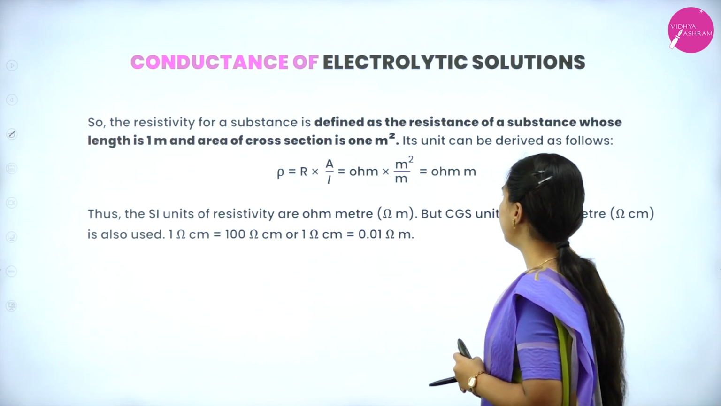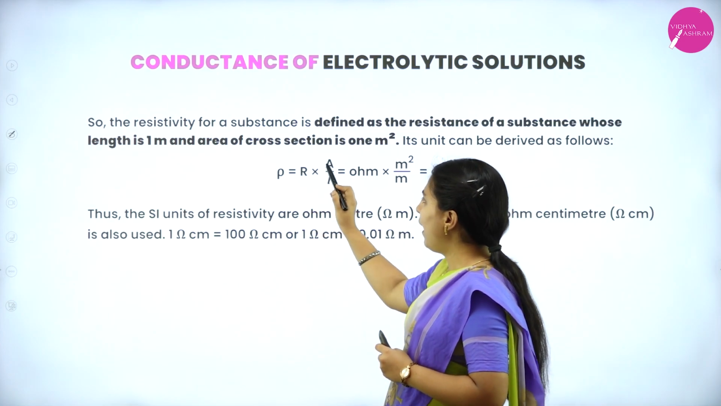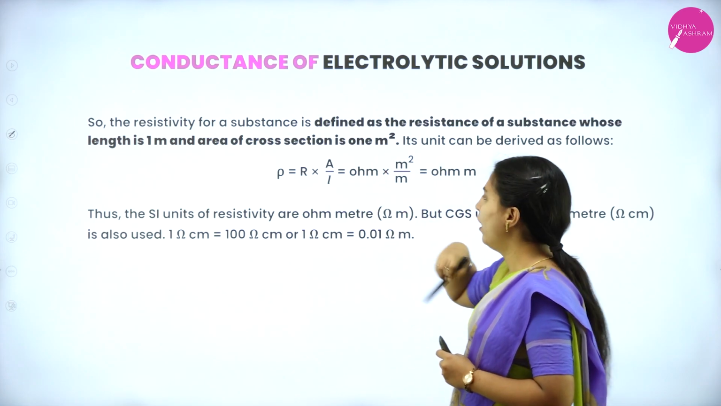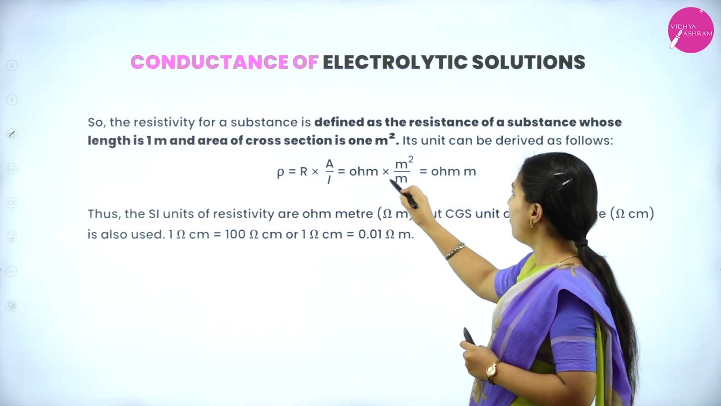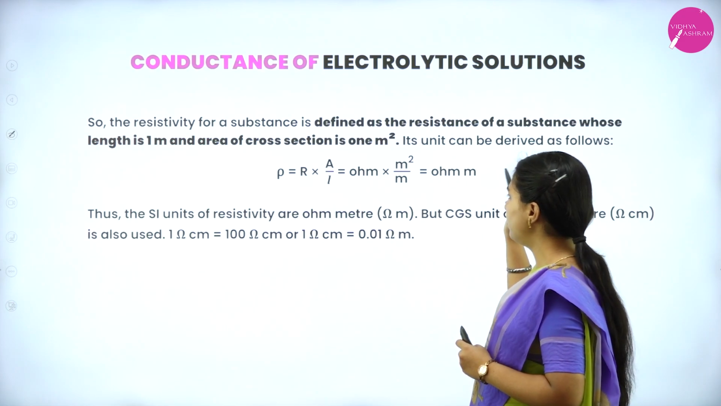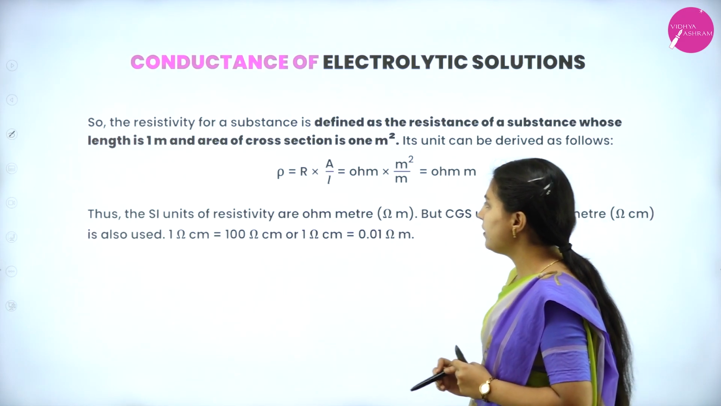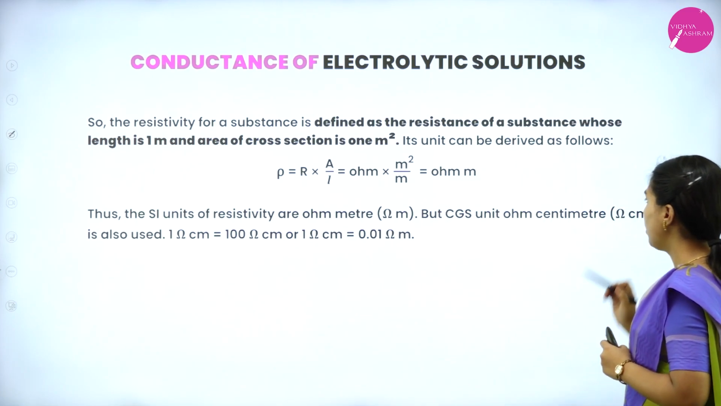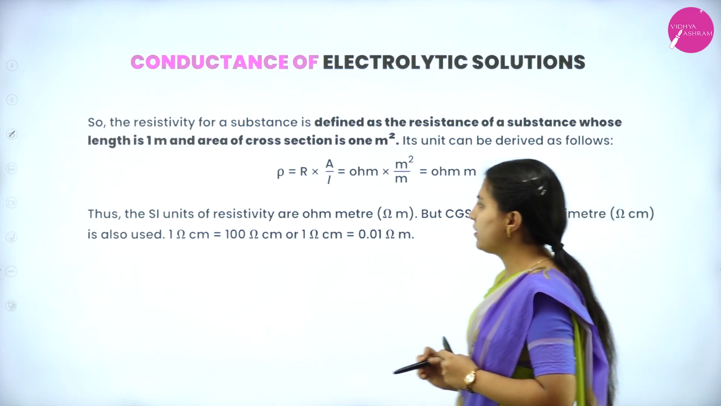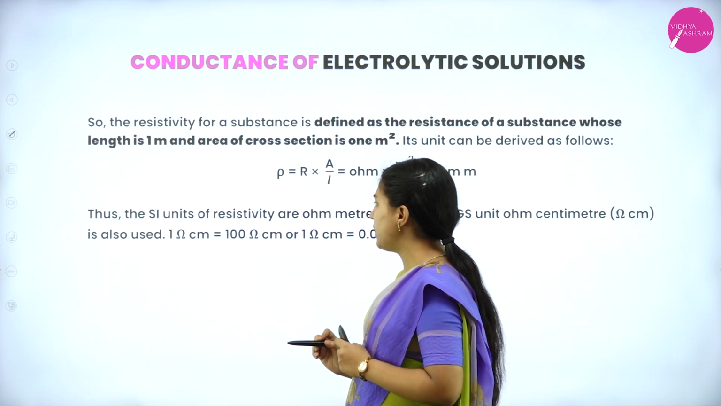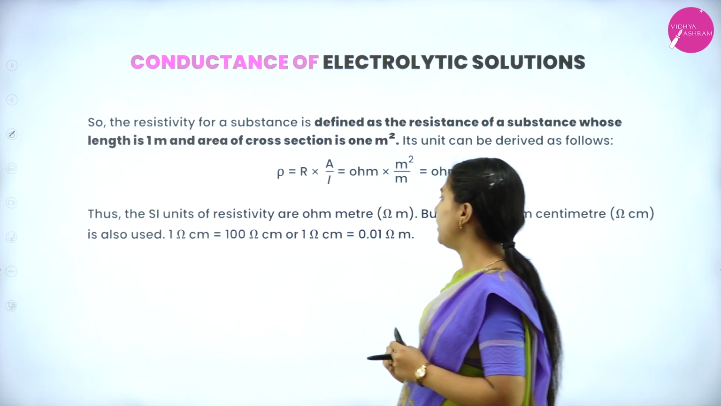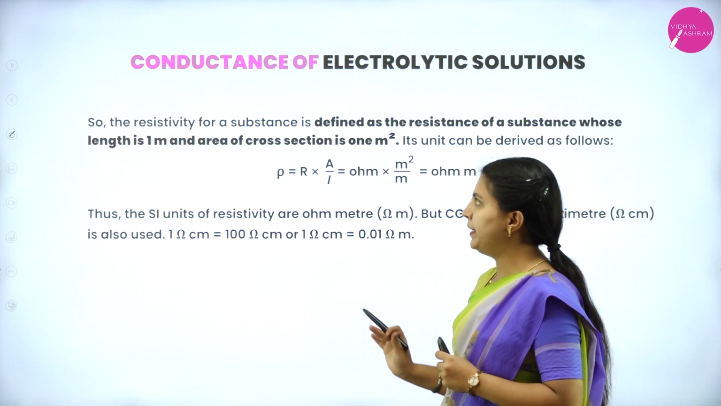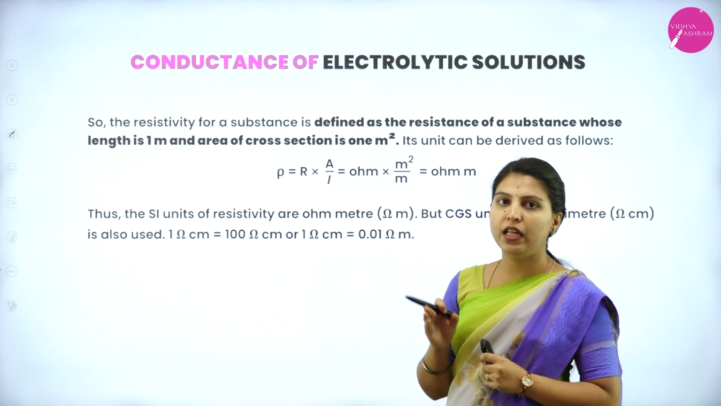Its unit can be derived as follows. Rho equals R into A by L, that is resistance into area of cross section by length, equals ohm into meter square by meter, that is ohm meter. Thus, the SI unit of resistivity is ohm meter, but the CGS unit ohm centimeter is also used, and 1 ohm centimeter equals 0.01 ohm meter. This is about resistance and resistivity.